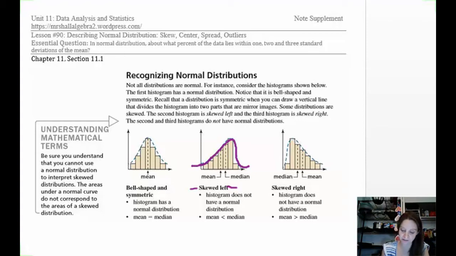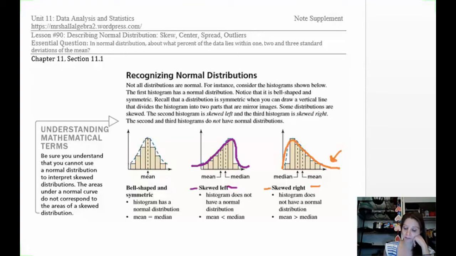And the third histogram is skewed right. Again, I consider this part the tail of the distribution curve, of the curve I'm trying to set over the histogram to see any patterns in the data, and it is on the right, so that's why this is skewed right. The second and third histograms do not have normal distribution. So none of the rules we learned before with the empirical rule, the 68, 95, 99.7, apply to a skewed left or a skewed right histogram.